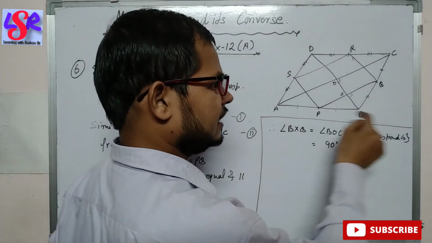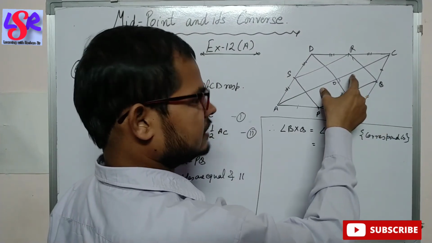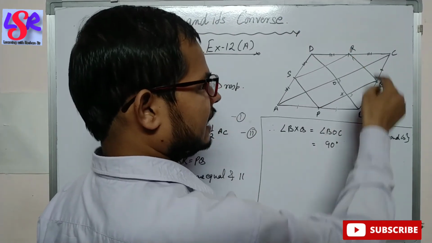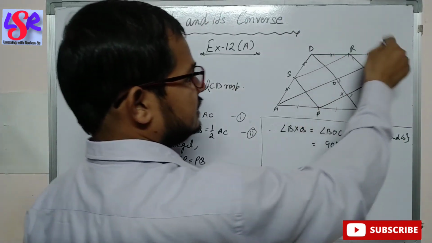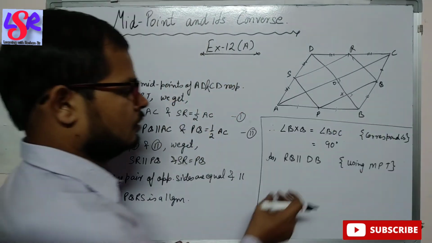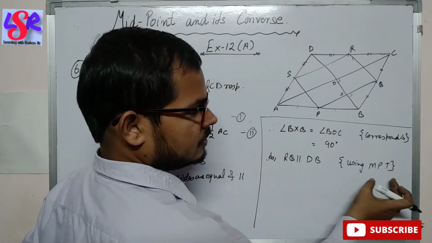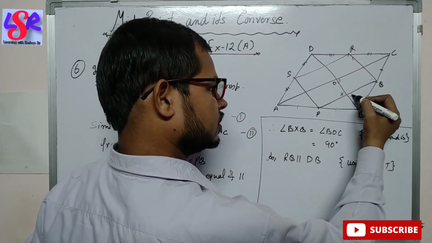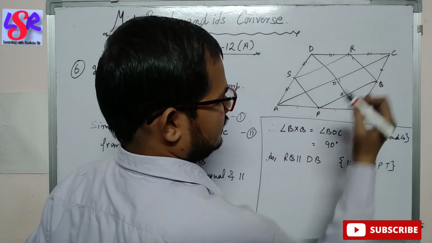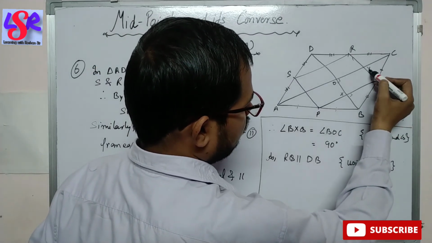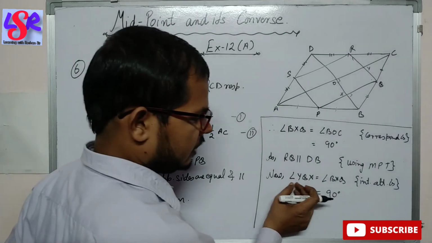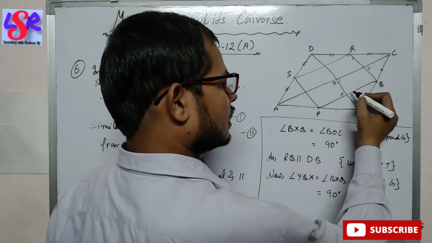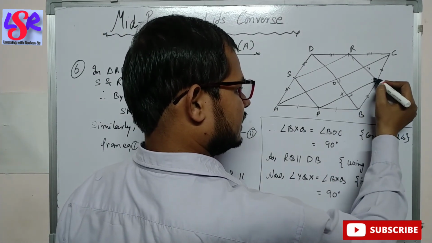Now as in triangle ABC we have proved PQ is parallel to AC, similarly in triangle BCD we can prove RQ is parallel to DB, as R and Q are the midpoints of the sides DC and BC respectively. So we get RQ is parallel to DB by the midpoint theorem. Now this angle will be equal to this one as interior alternate angles. Let this be named Y. And here we get angle YQX equals angle BXQ, which is 90 degrees.